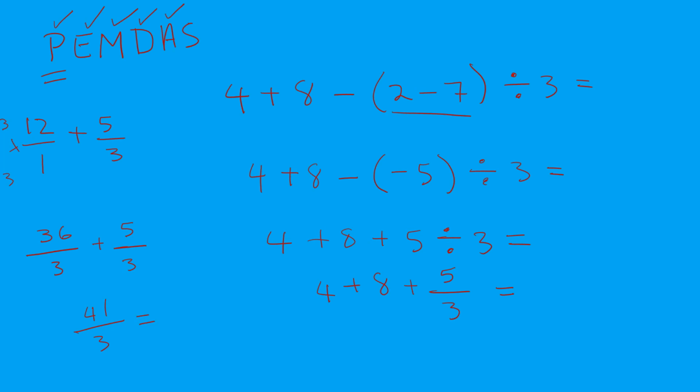And of course, you could find a number that could go into 41. In this case, we know 13 is the closest. So 13 and 2 over 3, that would be our final answer. 13 times 3 is 39, 39 plus 2 is 41. And yes, that will be our answer.